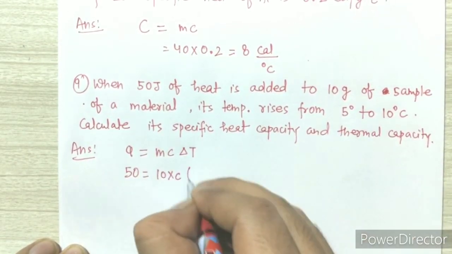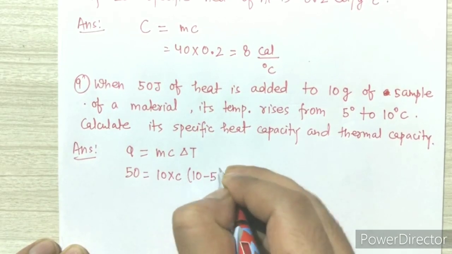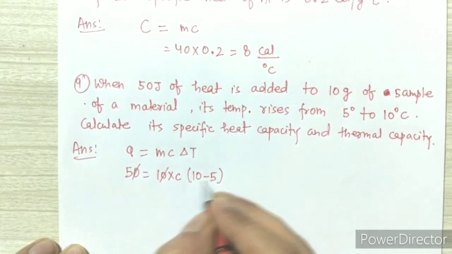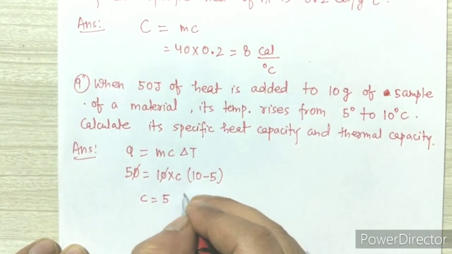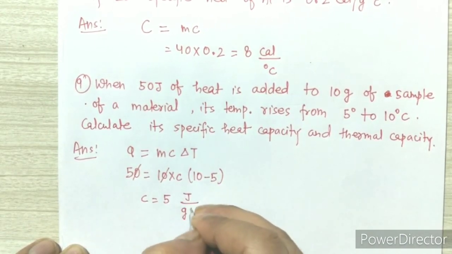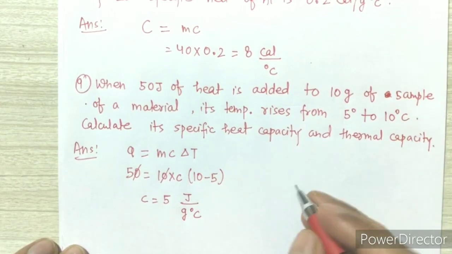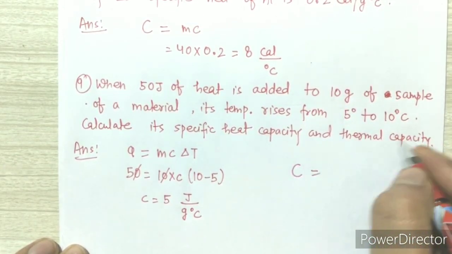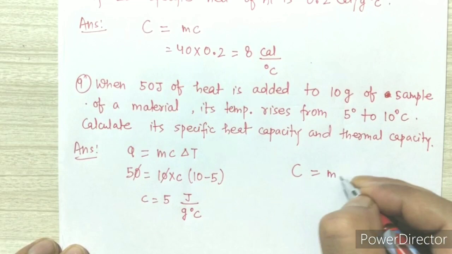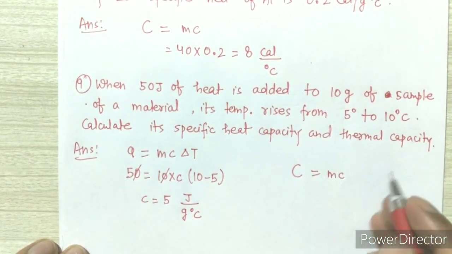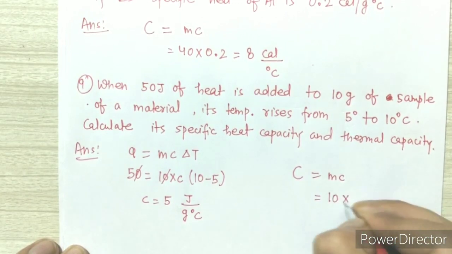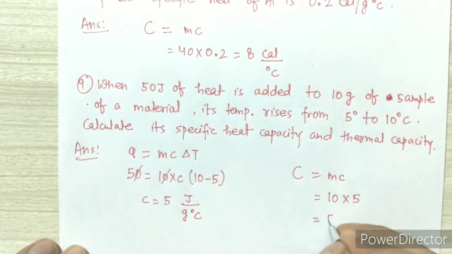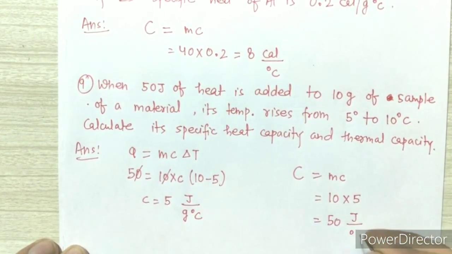What is delta T here? 10 minus 5. If we simplify this, the small c will become 5 joule per gram per degree Celsius. Now what is capital C? That is thermal capacity, capital C, equal to mass into small c, that is the specific heat capacity. Now substitute the values, 10 into 5. So this will become 50 joule per degree Celsius.